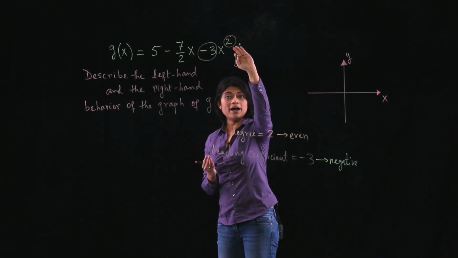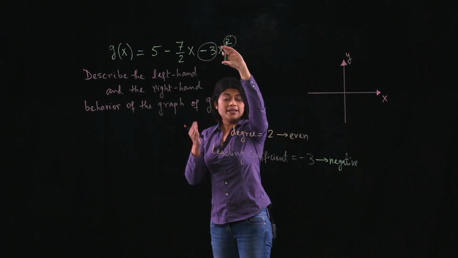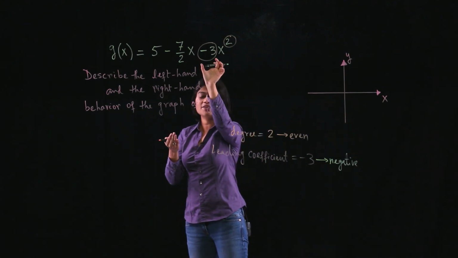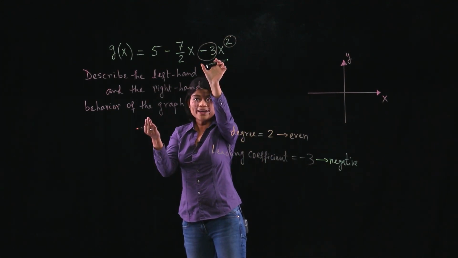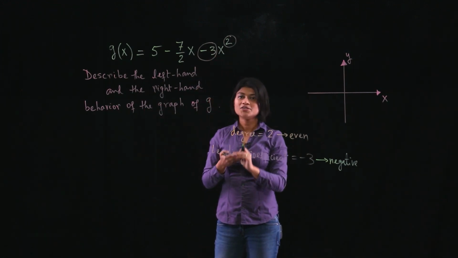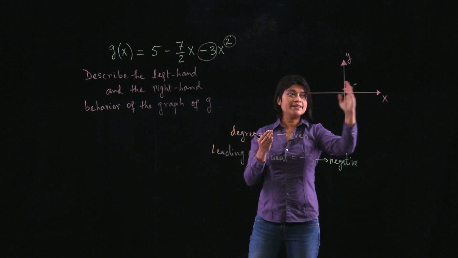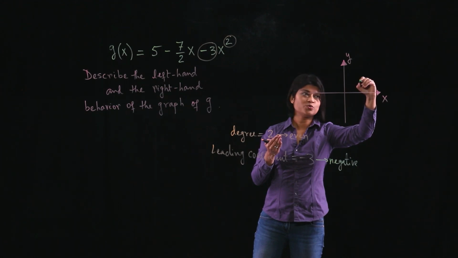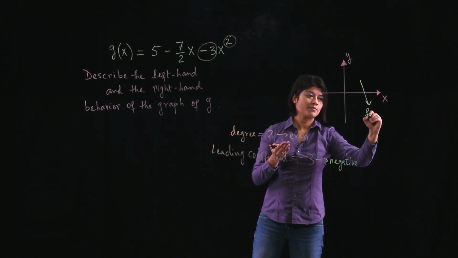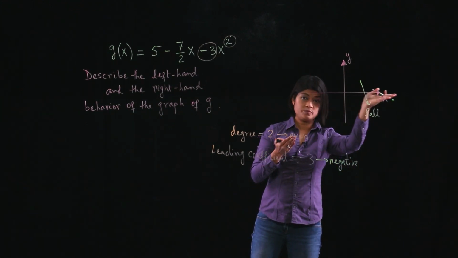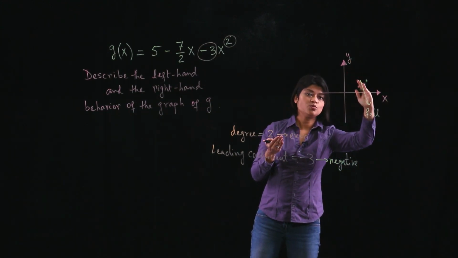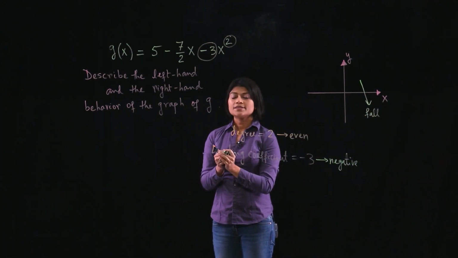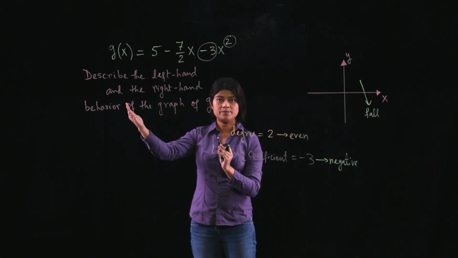Well, x has even power. That means whenever you plug in a large positive number, this x² will be positive, but there is a -3 in front of it, which will make the term negative. So that is telling you that the right-hand behavior will be that the graph of this function will fall towards the right. As x is approaching infinity, the function will decrease. It will fall. Okay.